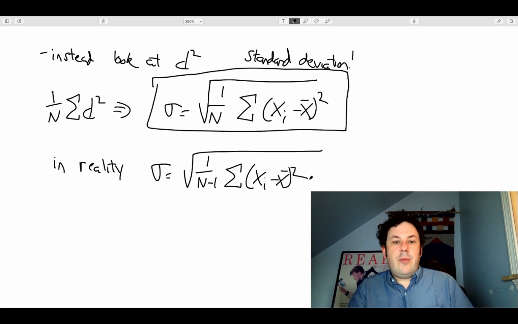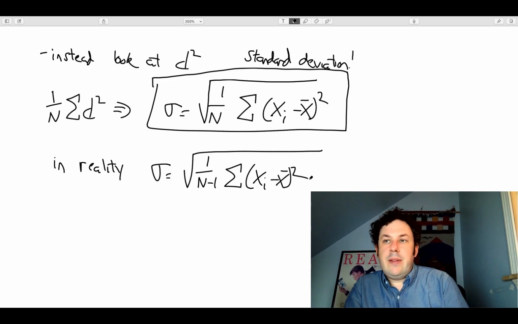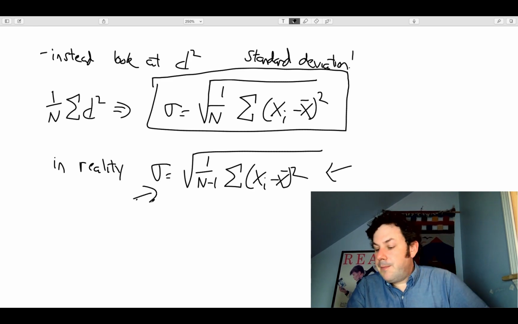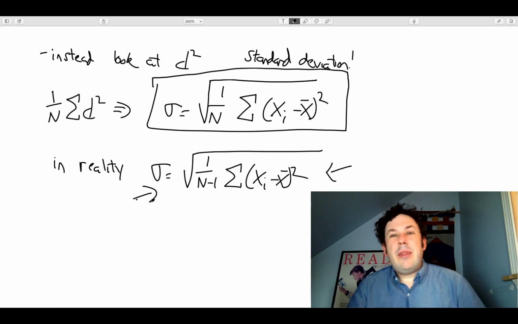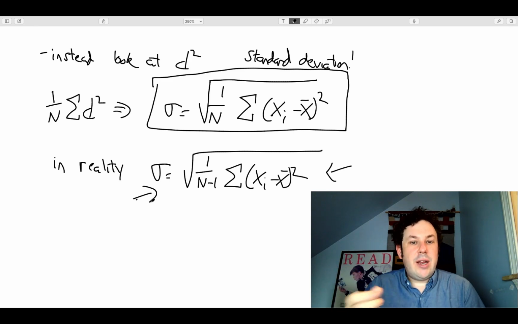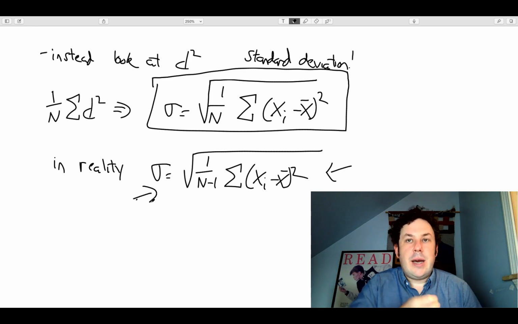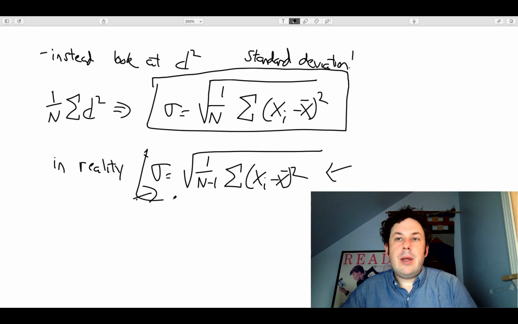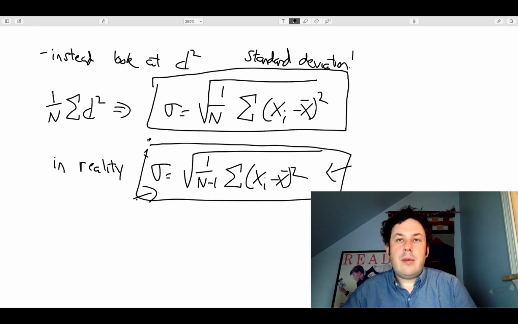I'm not really going to focus on why this is, but this is the one that you should be using. In reality, these things are so similar. They're rarely very different. So you can get away with using either one, but you probably want to end up using this one here in general.